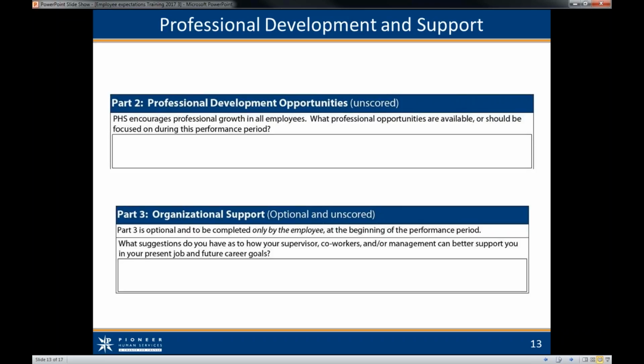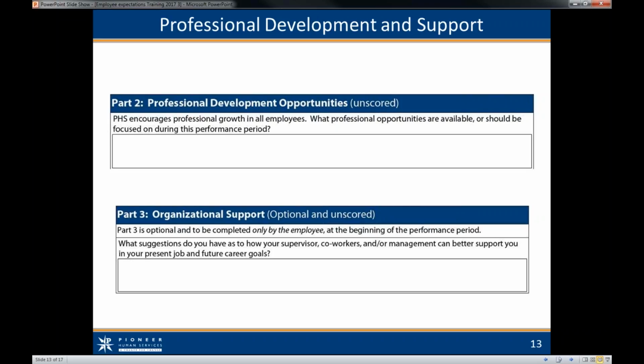The next two sections are unscored, but something a supervisor needs to pre-plan for prior to your review with the employee. You should be thinking about succession planning, skill deficiencies, and future organizational needs. Know your training budget and research available training opportunities.